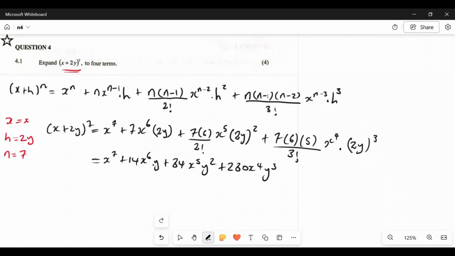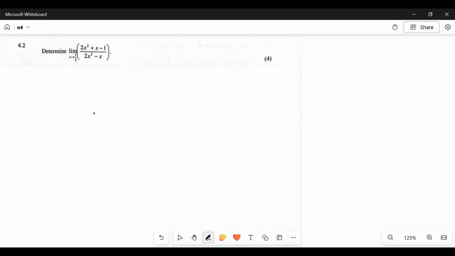Alright guys, we are done with 4.1. Let's go and do 4.2. Right guys, here is our 4.2. Now 4.2, they want us to determine the limit here. So let's start with the first method. Remember, the first method is direct substitution. So let me rewrite this.